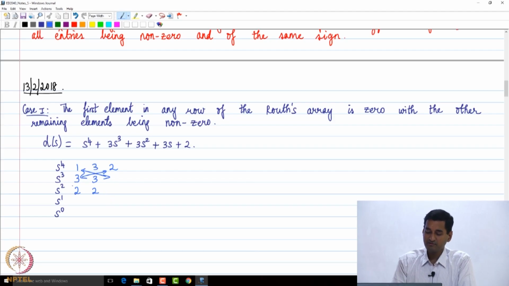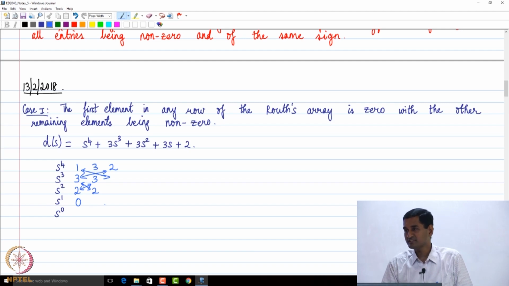So I go to the s power 1 row. In the s power 1 row we have 2 times 3 minus 3 times 2, which is 0, so 0 by 2 gives me a 0. Of course in the s power 1 row this is the only entry, but you see that the first entry is a 0 entry. Then what do we do?